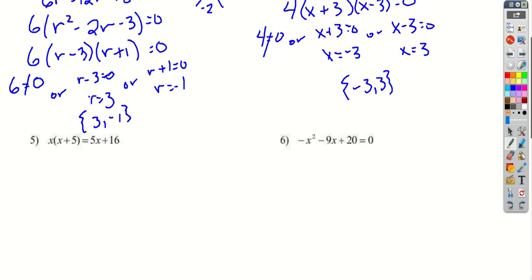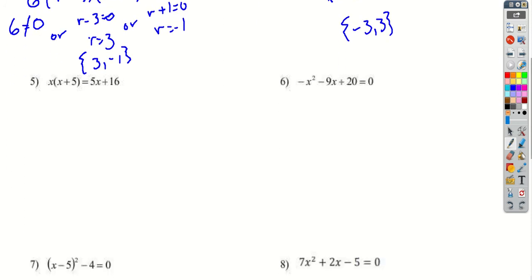All right. Number 5, a little bit tougher, right? But remember the rule, I have to get this equal to 0, okay? So I'm going to go ahead and distribute the x through first. So x squared plus 5x is equal to 5x plus 16. Now I'm going to get everything on one side and equal to 0.